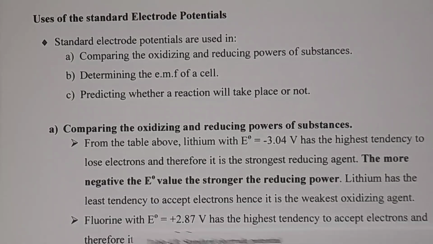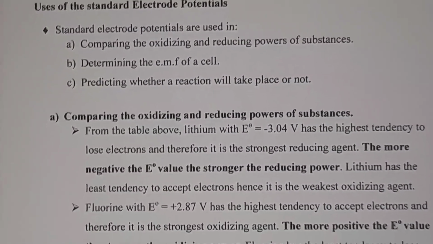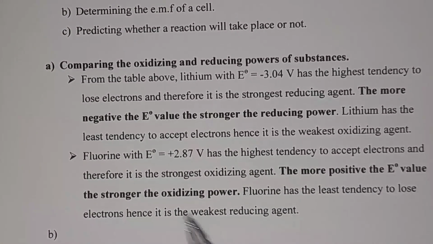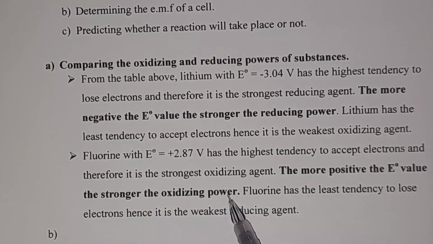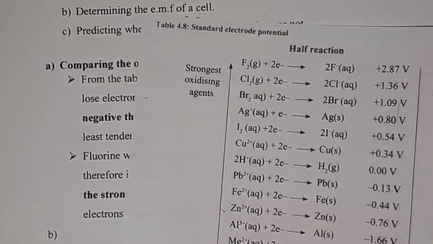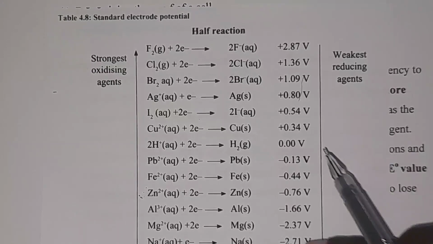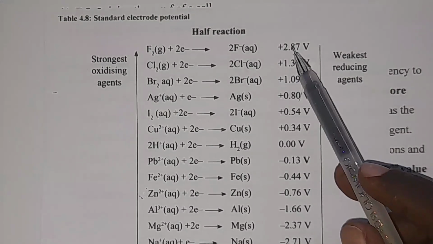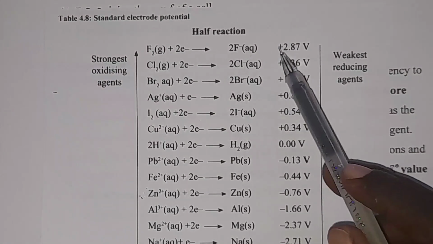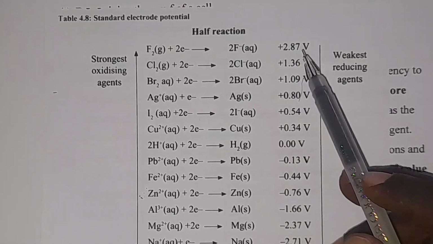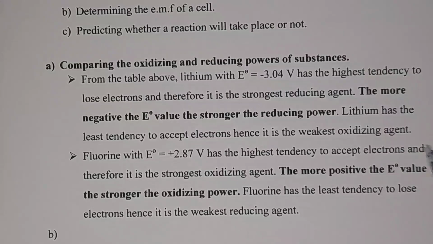Okay, next let's talk about the ones that have positive values. We are told the more positive the standard electrode potential value, the stronger the oxidizing power. If we check from the table that we are given in the standard electrode potential series, we have the positive values from hydrogen all the way to fluorine, and the one that has the most positive is fluorine with the electrode potential of positive 2.87 volts. So the more positive the standard electrode potential value, the stronger the oxidizing power.